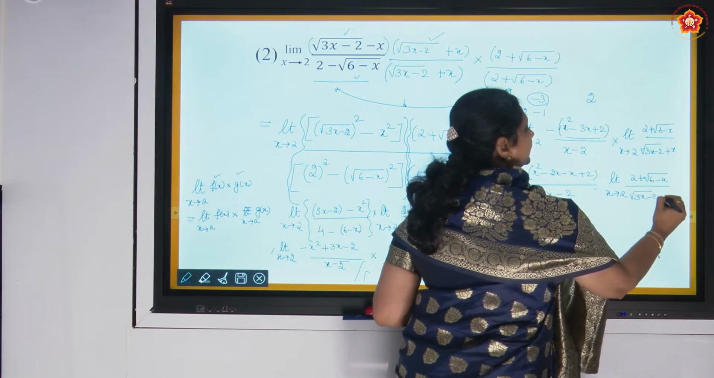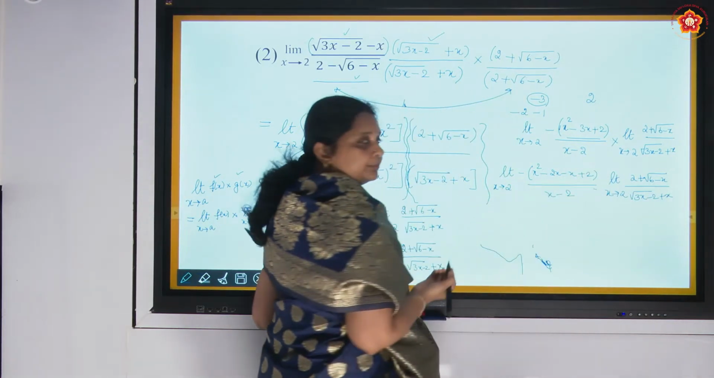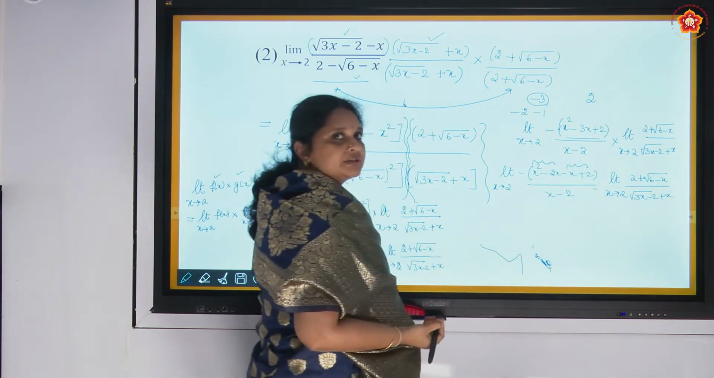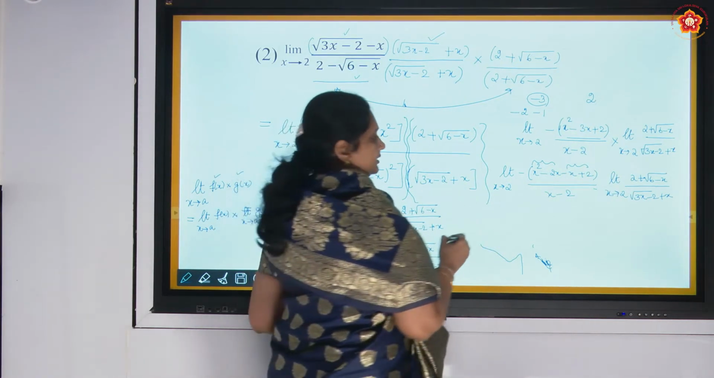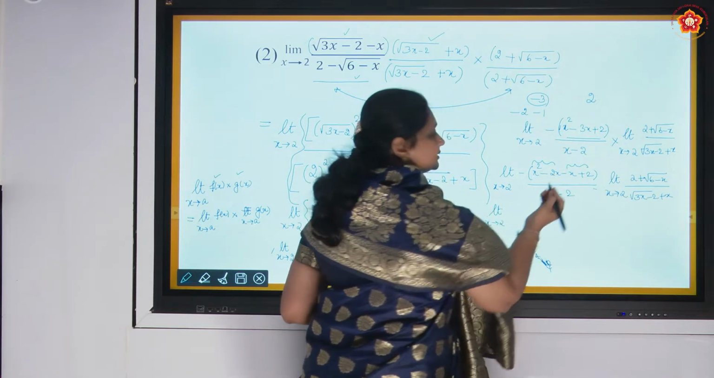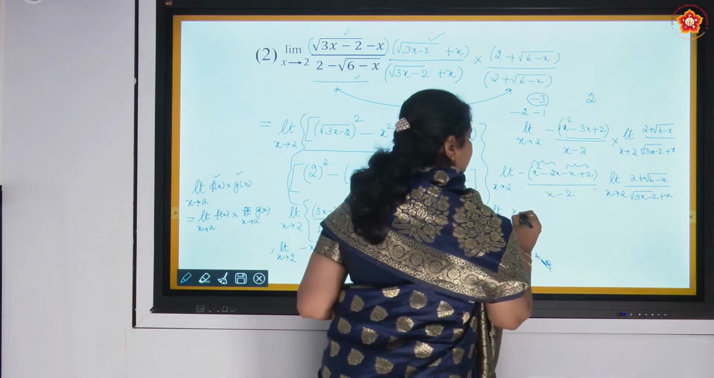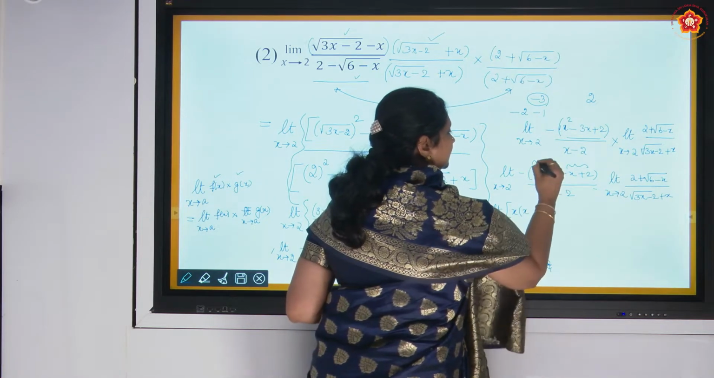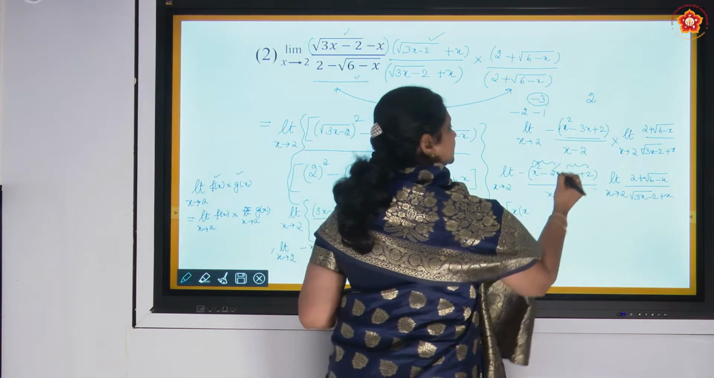Okay, now what do I do? How do I proceed with this? I pair up two terms at a time and then try to factorize it. So what's the common number between x square and minus 2x? It's going to be x. So I take x outside. So I have remaining 1x here and minus 2 here.